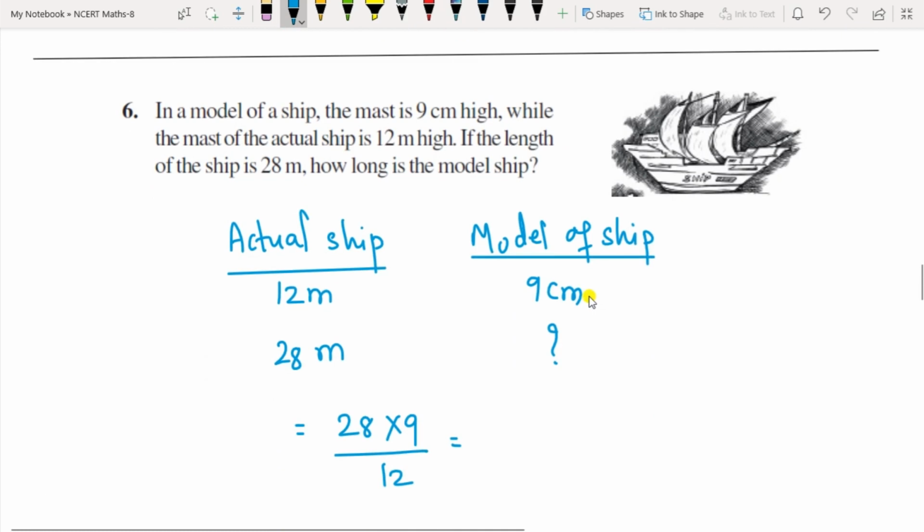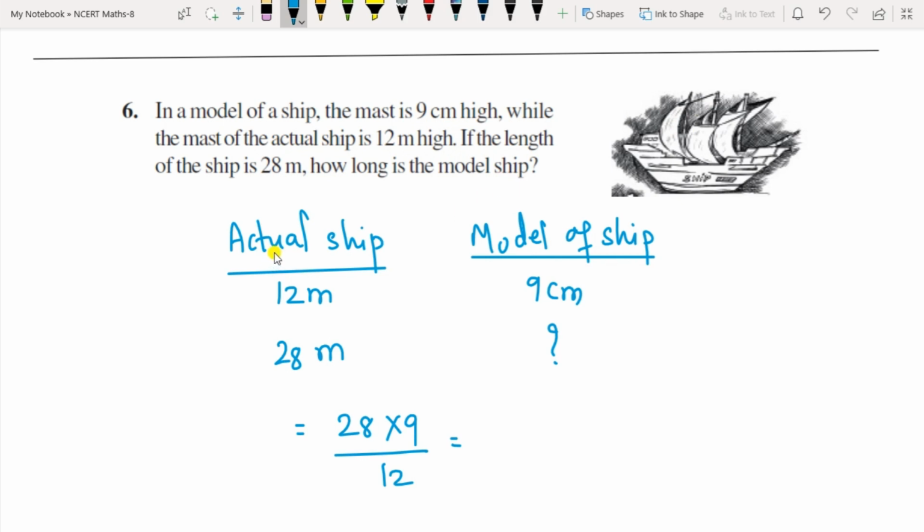Question 6 is, a model of a ship, the mast, this is called the mast, is 9 centimeter high, while the mast of the actual ship is 12 meter high. If the length of the ship is 28 meter, how long is the model ship?